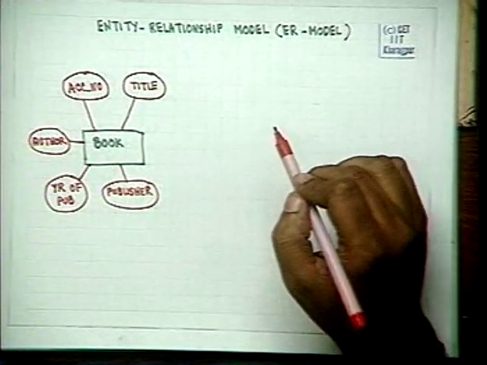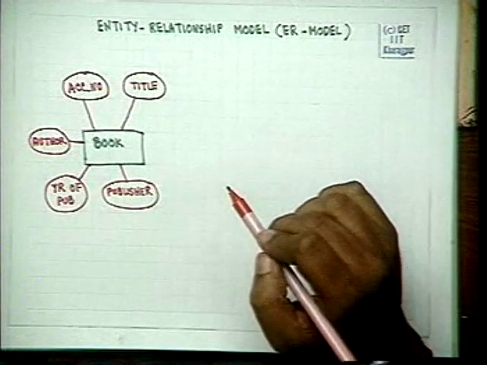So, you have to identify the entities or the core indivisible elements of the database that you are going to design. A second such entity can be the set of users of a library. We are designing a library database.